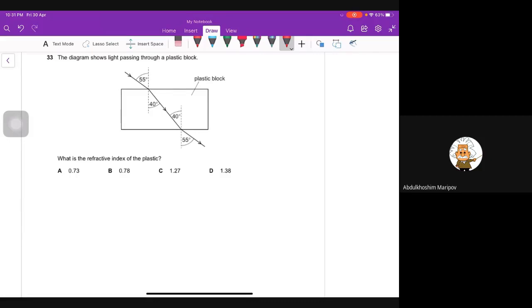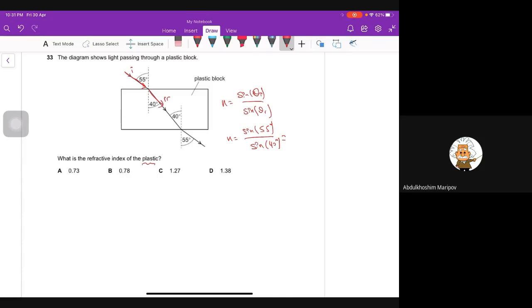The diagram shows light passing through the plastic block. What is the refractive index of the plastic block? Do you remember, refractive index would be sine of the incident angle over sine of the refractive angle. So we are looking for the plastic one. This is the incident line, and this is the refractive line. So n would be, guys, what? Sine of the angle, 55 over sine 40.